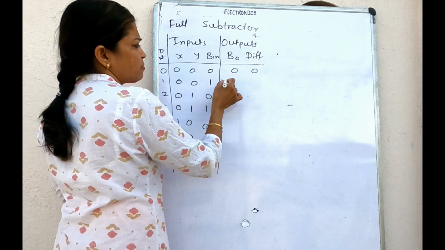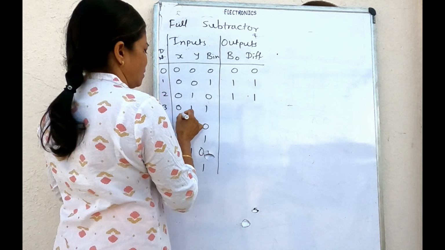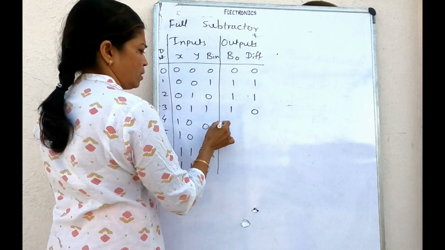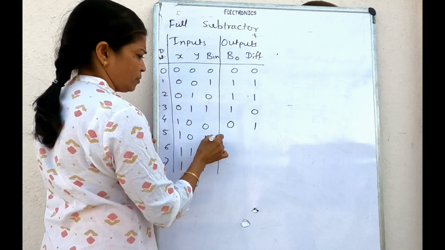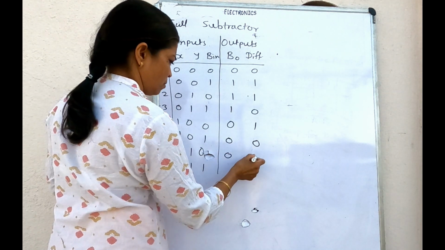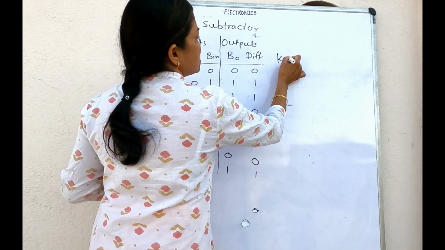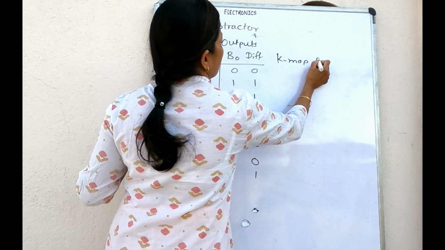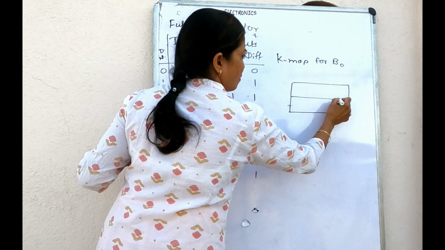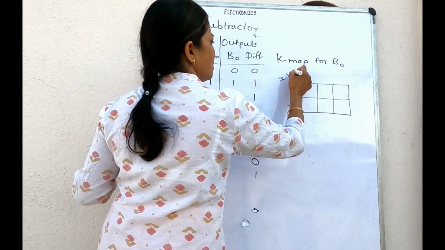0 minus 0, 0, 0 minus 1 as 1, 1, 0 minus 1 as 1, 1, 0 minus 1 as 1, 1, and then 1 minus 0 1, 1 minus 1 as 0. Find equations for the output variables using K-map. So K-map for B0, X, Y, B in.